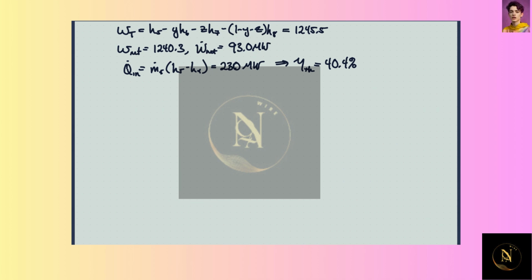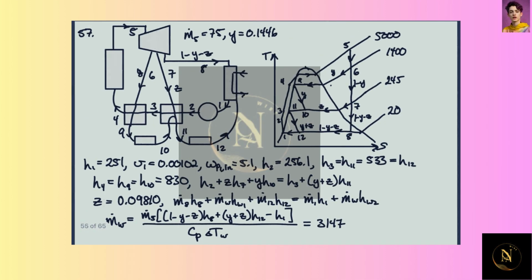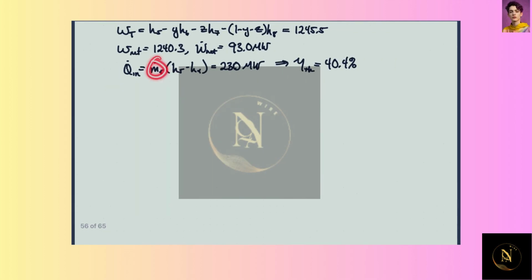The heat transfer into the boiler. Into the boiler, we know we're just going from 4 to 5. So we know the enthalpy at each state. And so that's just the mass flow rate through the boiler times the enthalpy change in the boiler. And that we get 230 megawatts. And so this divided by this gives us our efficiency, and that is 40.4%.